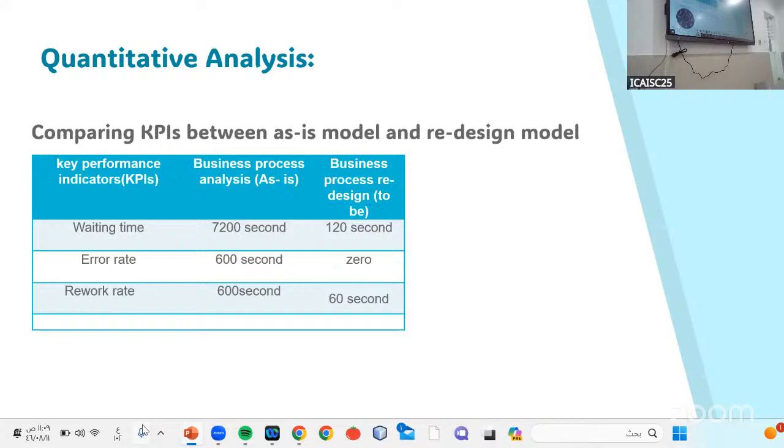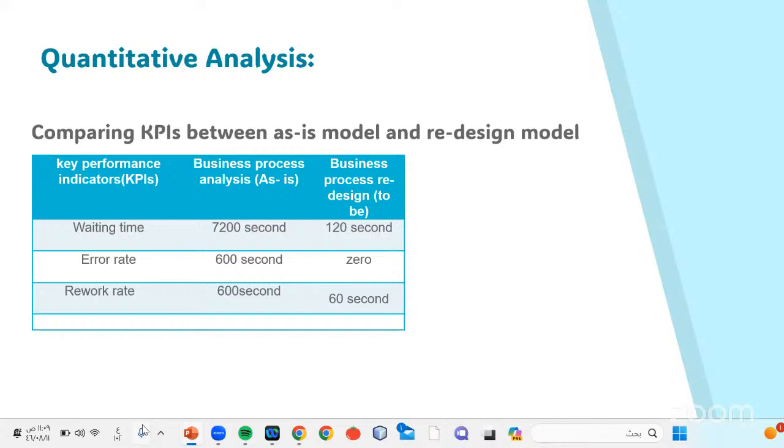Error rate normally is measured by the number of times an error occurs. For example, we can say 1% or something like that, 1 over 1,000, but it's not measured in seconds. This is my note really. Waiting time is okay. Waiting rate is not measured by seconds, by the way.